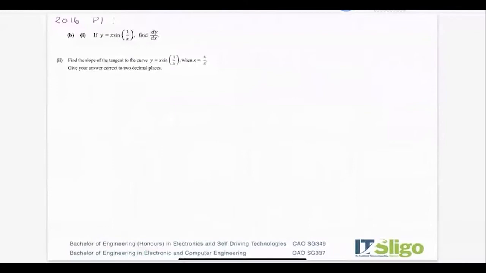Okay, so we're going to have a look at the 2016 question. Part A of this question was differentiation from first principles. The solution to that particular part will be up with the calculus playlist as well. But if we have a look at part B, y is equal to x sine 1 over x, find dy dx. And part 2 of that same question, find the slope of the tangent to the curve y is equal to x sine 1 over x when x is equal to 4 over pi.